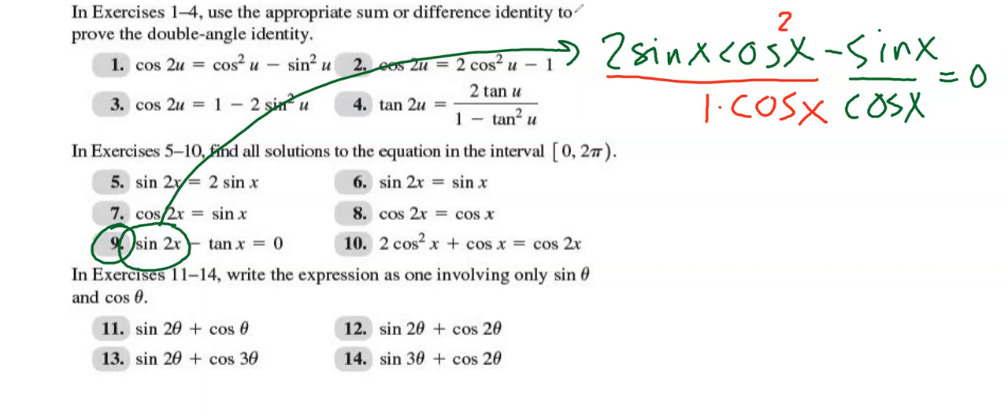Let me ask you a question. What does each term have in common that you could factor out? I want you to talk to your neighbors right now and think about what you can pull out that both of them have in common.